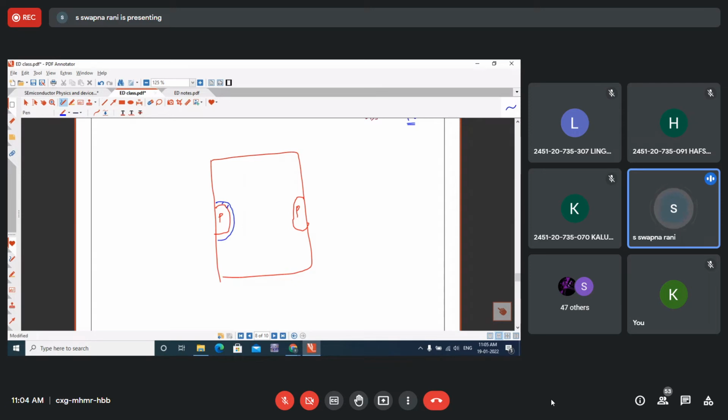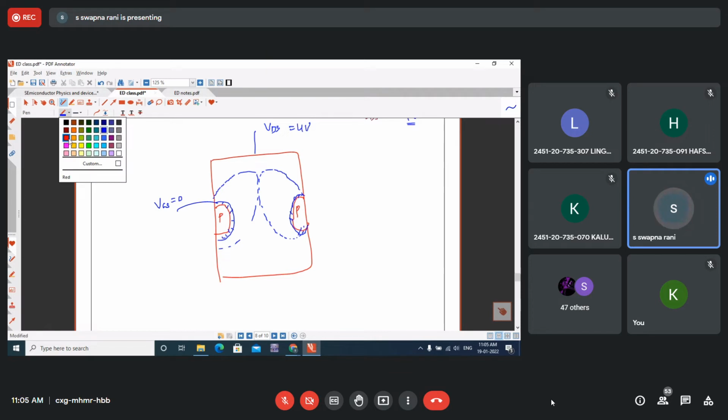Take this as the initial depletion width when VGS equal to 0. So this is the width for VGS equal to 0. Then with VDS at 4 volts, because of the internal reverse bias voltage, pinch off has taken place. Now what I am saying is, I am giving minus 1 volt.